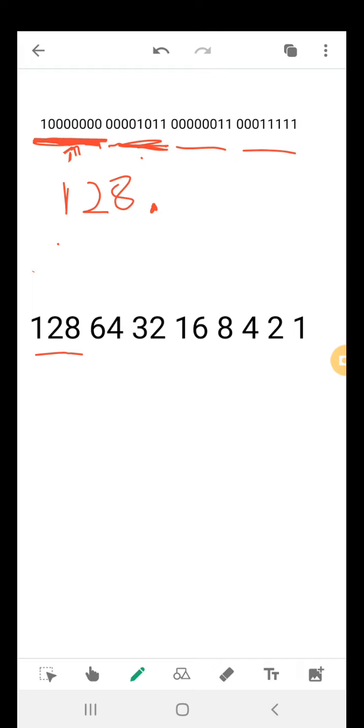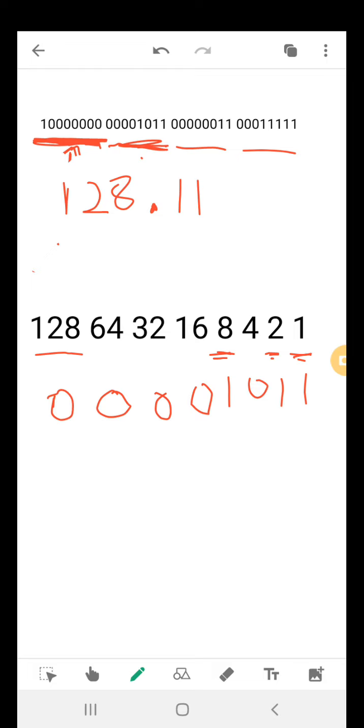00001011. So for the first, in the 7th position, the bit value is 0. Next is also 0. Third is also 0. Fourth is also 0. Then after that you have 1011. Okay. So only take their multiple and add it. So we have 1011. So you will be taking only this 8 plus 2 plus 1. And if we add 8 plus 2 plus 1, then the result will be 11.